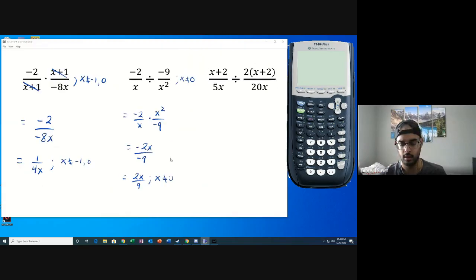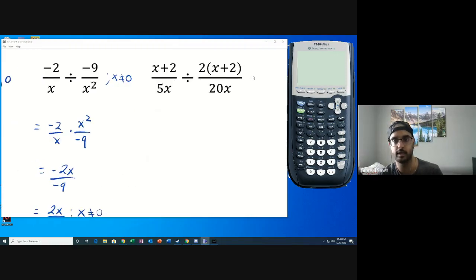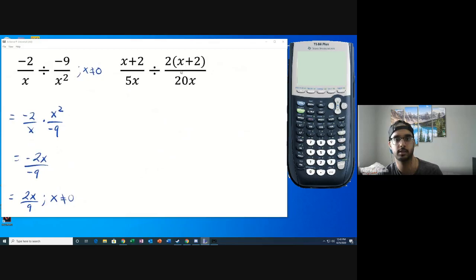Last one on here. Now I've got a variable in the top part of that second fraction, so I have to worry about that one also as a non-permissible value, because as soon as we flip it to do our multiplication, that goes into the denominator, which could leave me with an issue. So let's look at those denominators first. If it's 5x, the only value x cannot be is 0. So x can't be 0 for that one. If it's 20x, the same logic, x can't be 0.